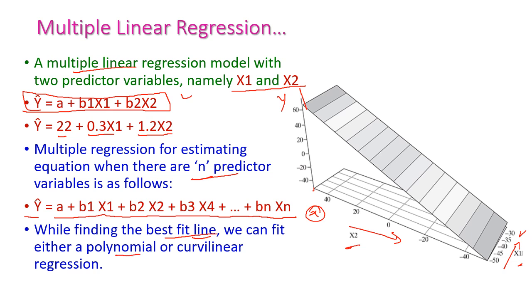Okay, now for finding the best fit line, the regression line, we can fit either by a polynomial regression or curvilinear regression. We can use any of these. Polynomial regression means it may be a straight line. Curvilinear regression means it may be like this, a positive curve or negative curve, whatever it may be.